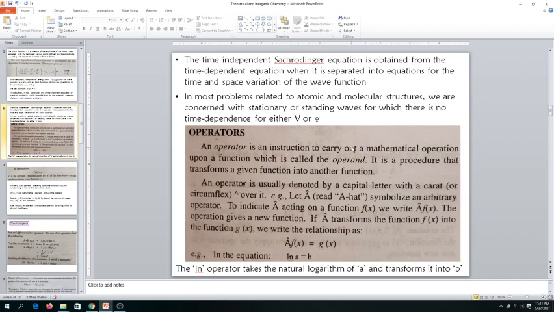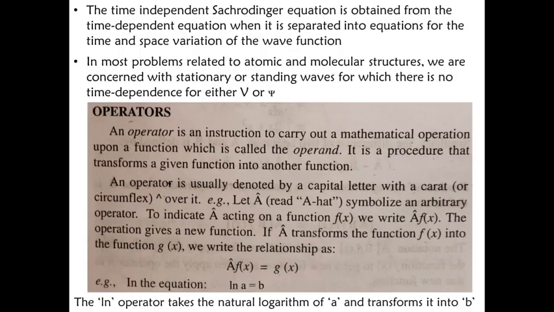Yesterday we talked about the introduction of the basic fundamental principle of quantum chemistry. It was derived by Erwin Schrödinger, and thus that equation is known as Schrödinger's wave equation. Now we are going to discuss operators in quantum mechanics.